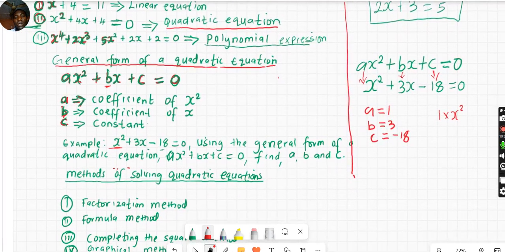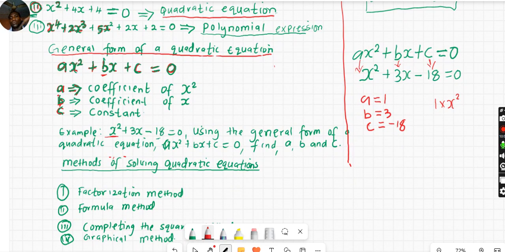Before we move further, I want you to try identifying a, b, and c in this equation that I'm going to write now, a quadratic equation: x squared plus 4x plus 4 equal to 0. I want you to identify a, b, and c. You can pause the video and then identify a, b, and c.